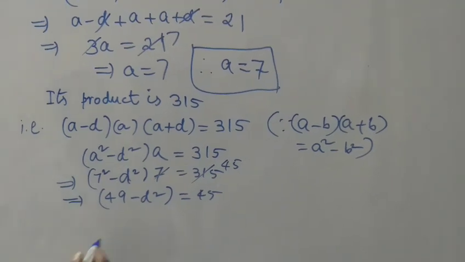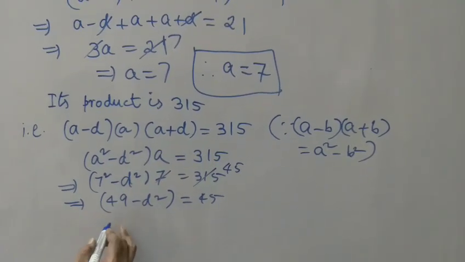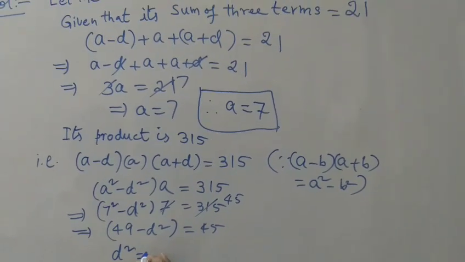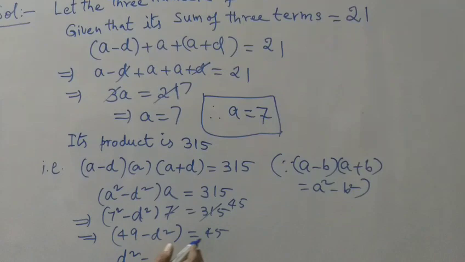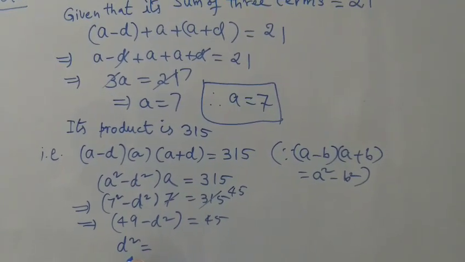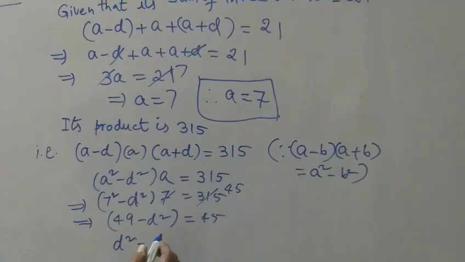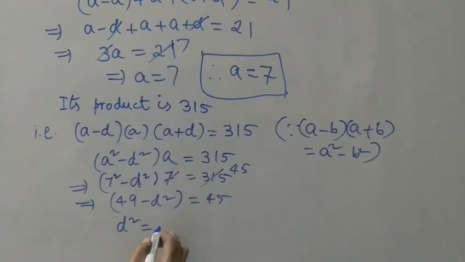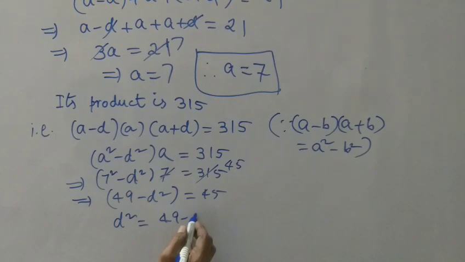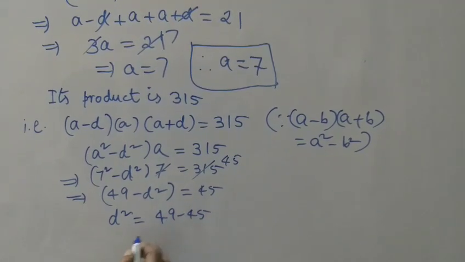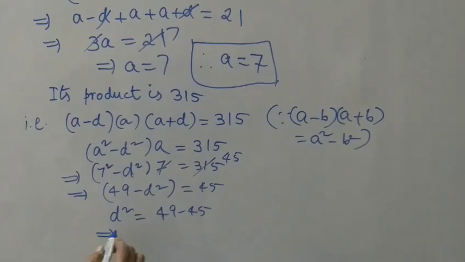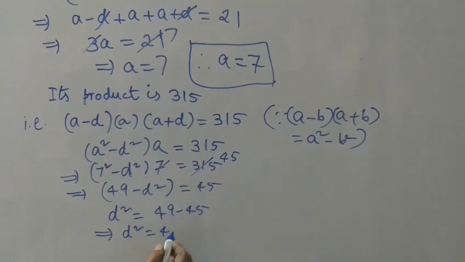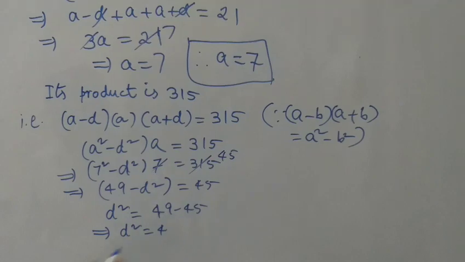Now d square is equal to, on transposing minus d square to the right side it becomes plus d square. Now on transposing 45 to the left side it becomes minus 45. 49 minus 45, so d square is equal to 4. 49 minus 45 is equal to 4.